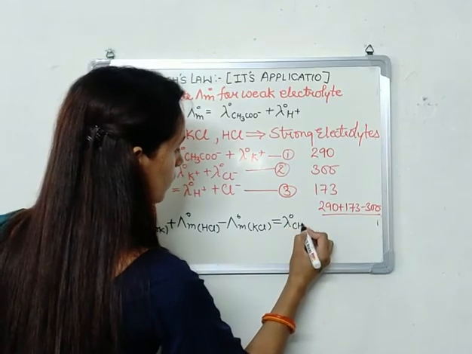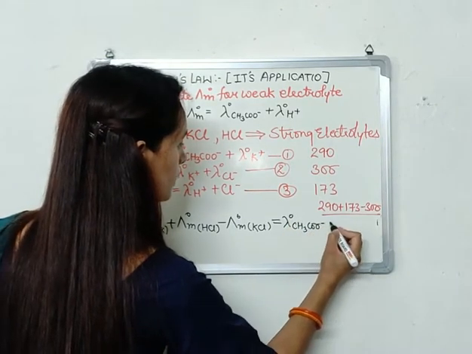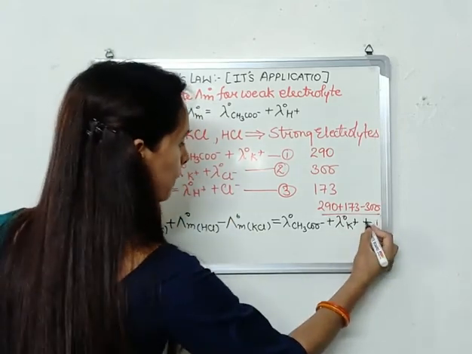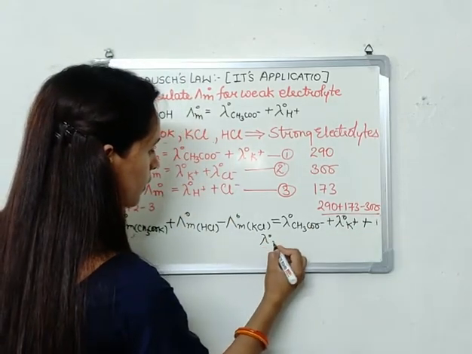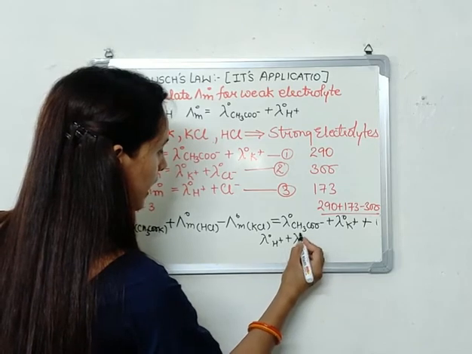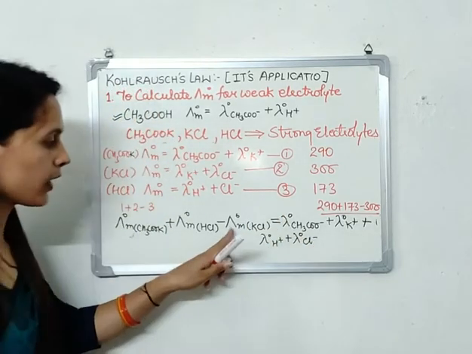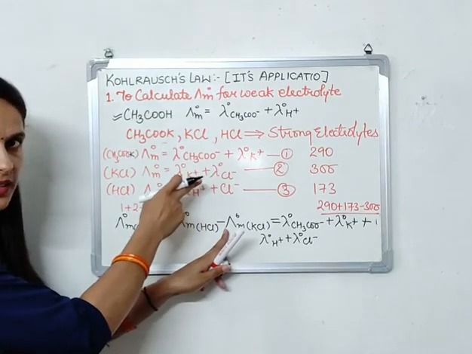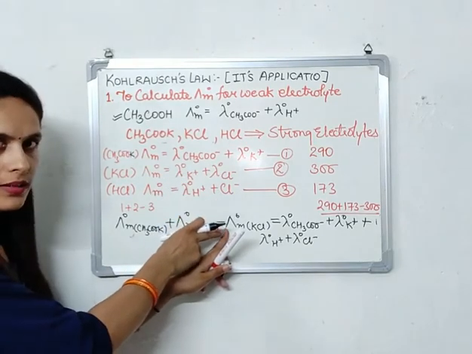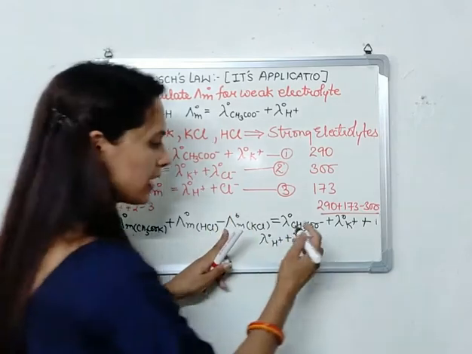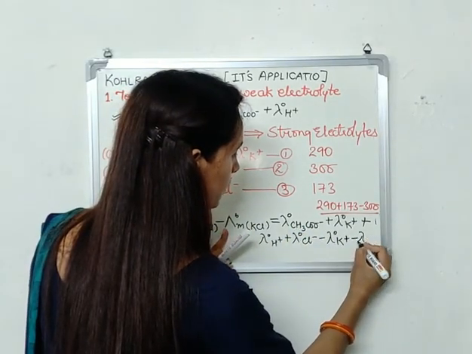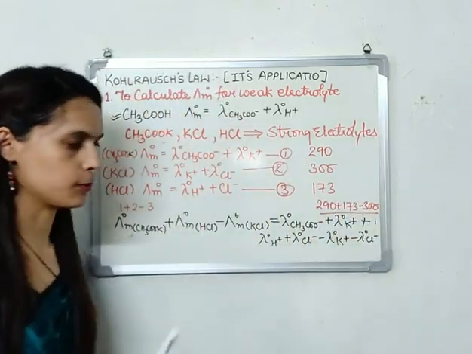Ionic conductivity of CH3COO negative plus ionic conductivity of K positive plus ionic conductivity of H positive plus ionic conductivity of Cl negative. Now minus these two values. So these two are present in positive value, so after writing minus, these two become minus: minus ionic conductivity of K positive, minus ionic conductivity of Cl negative.